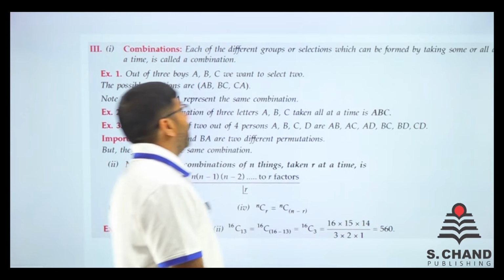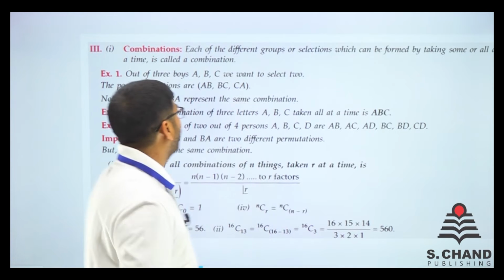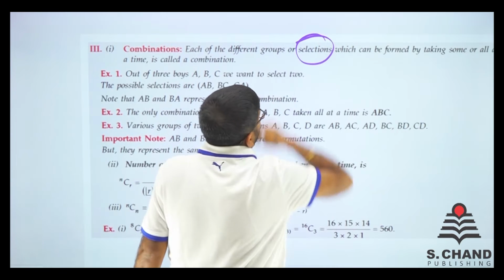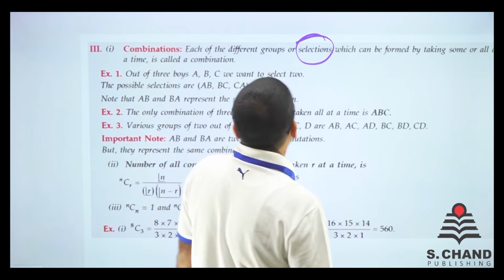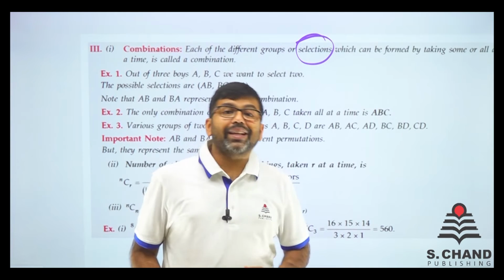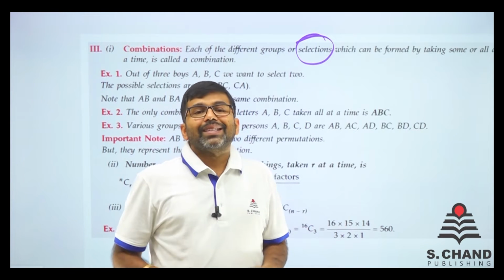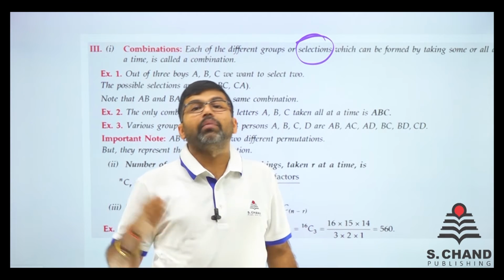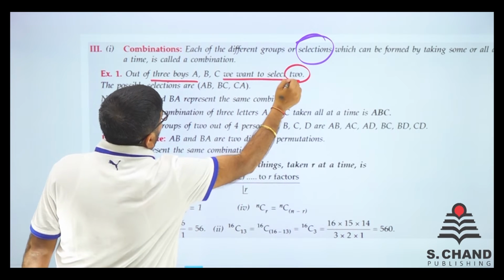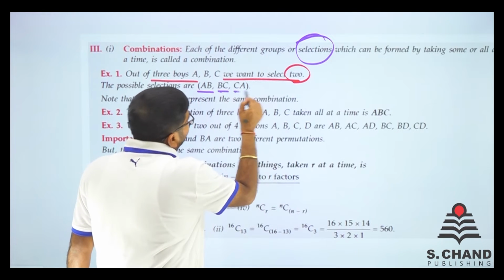We move on to the next part, that is combination. Combination is totally different from permutation, right? What exactly is combination? Each of the different groups or selections, remember this word, selections, which can be formed by taking some or all at a time, is known as combination. Selection is different from arrangement. Arrangement is you need to put them in a proper order. Selection is you have to take them out, right? Say for example, out of 3 boys, we want to select 2. We can select AB, BC and CA.